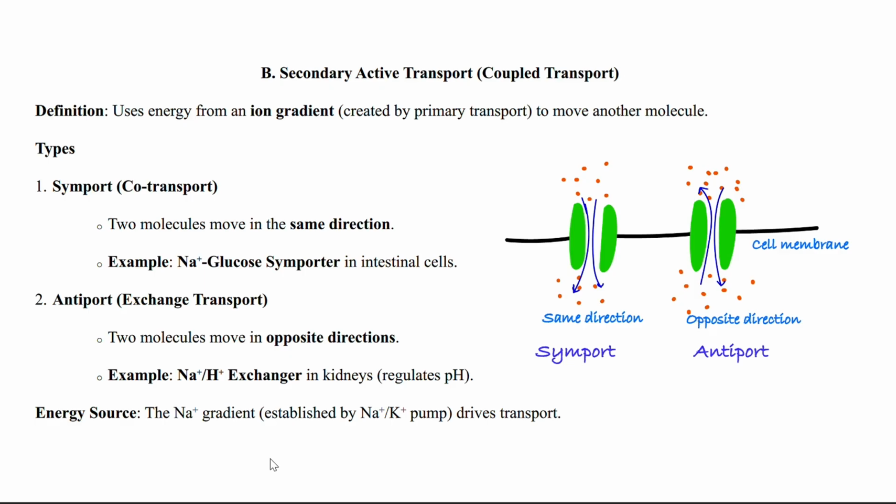So, even though no ATP is used during the coupled transport itself, it still relies heavily on the energy invested by primary active transport. Secondary active transport is a clever strategy cells use to maximize efficiency, allowing the movement of essential nutrients and ions by simply riding the wave of existing gradients.